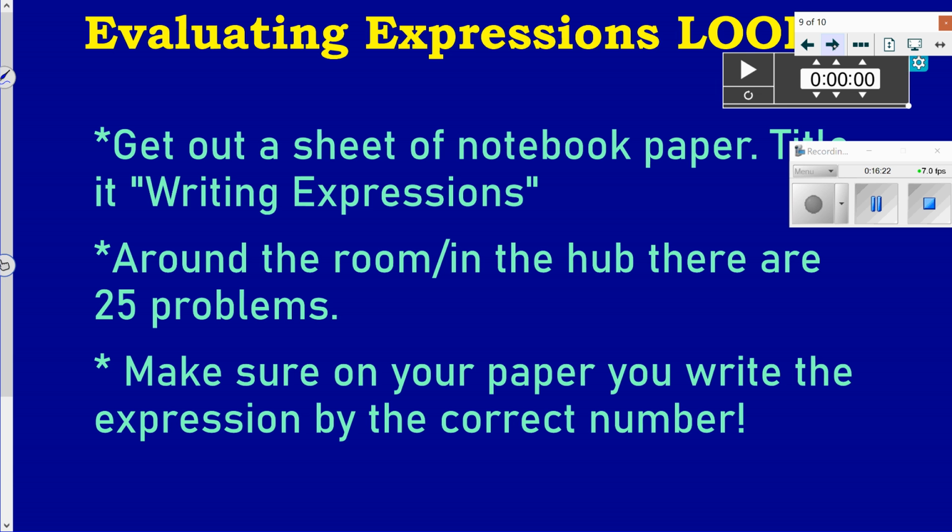On the top of your paper, you need to put your name, and then you need to title it, Writing Expressions. You can go ahead and number it from 1 to 25. We're going to have 25 problems that we are going to do. Writing expressions, just like it says on the board. Okay?